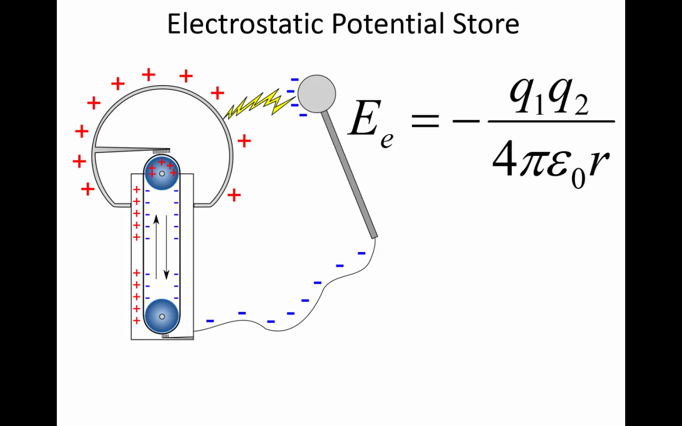So on the left we have a Van de Graaff generator. The globe is positively charged and the wand is negatively charged. The stronger the charge, so the more charge there is, the greater the energy.